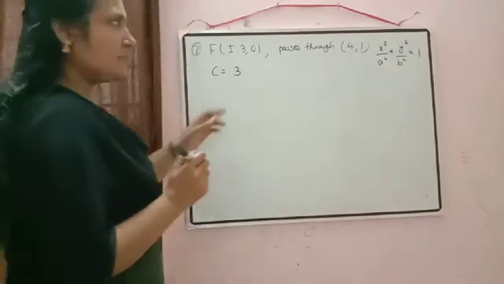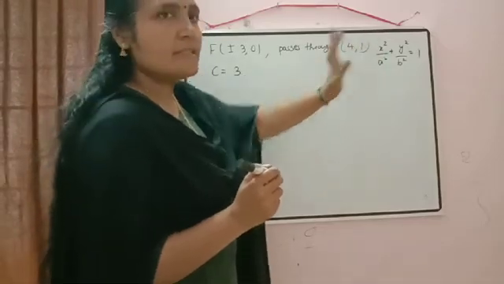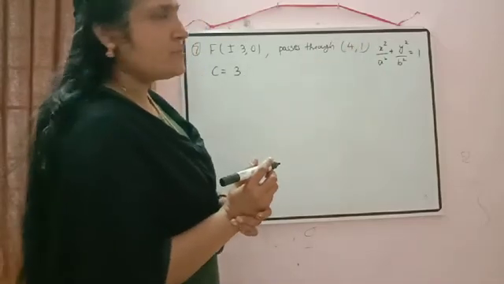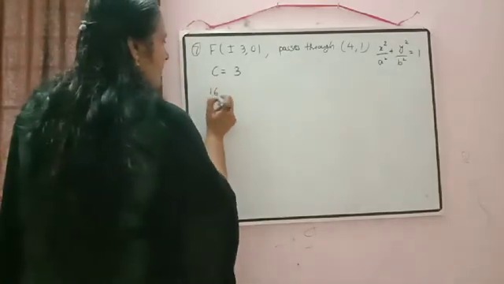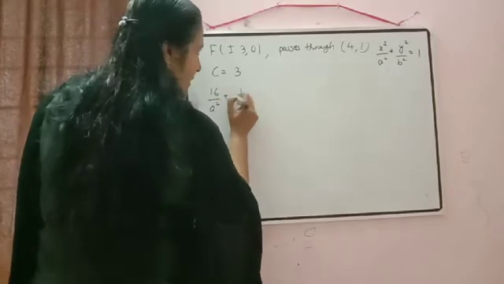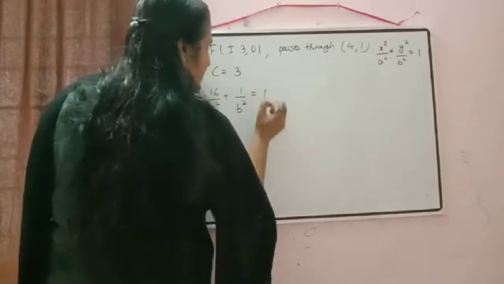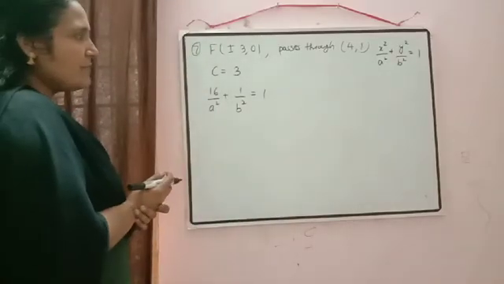Now next information, the ellipse passes through this point. So this point will satisfy the equation of the ellipse. So in place of x and y we can substitute the values. Then what will come? 16 by a square plus 1 by b square is equal to 1. Now what we will do? We don't have anything to simplify here.